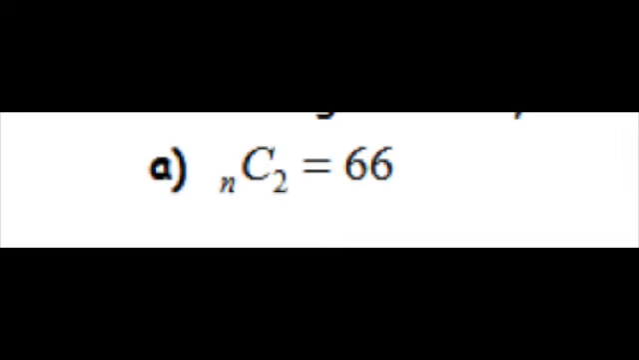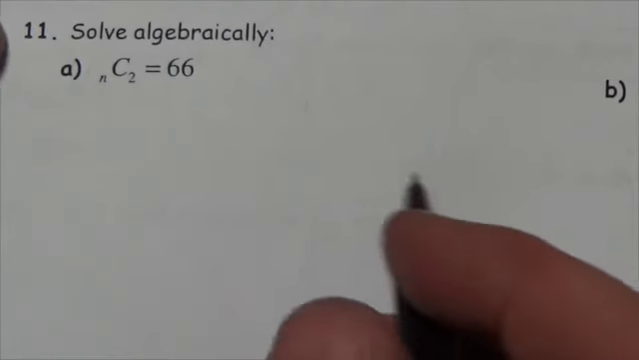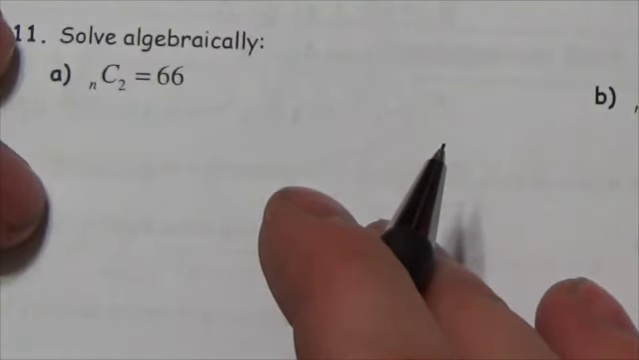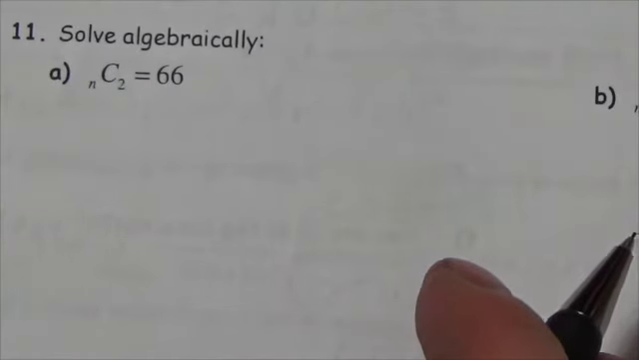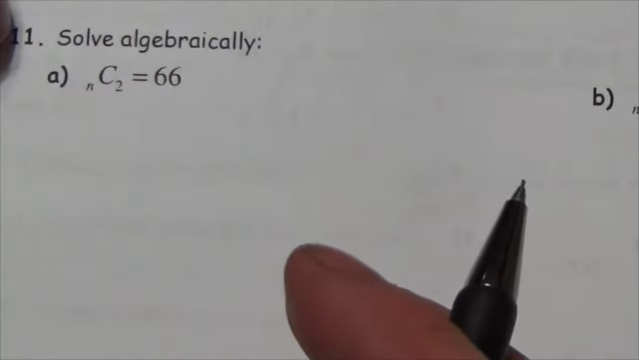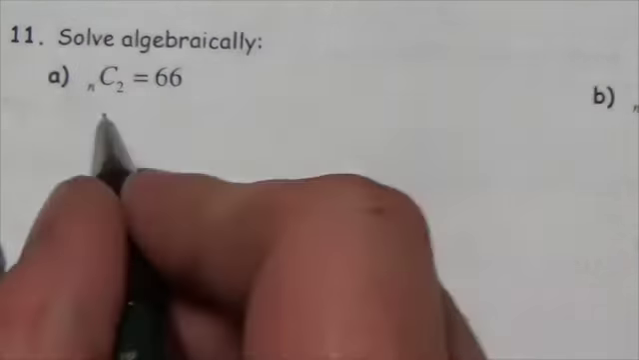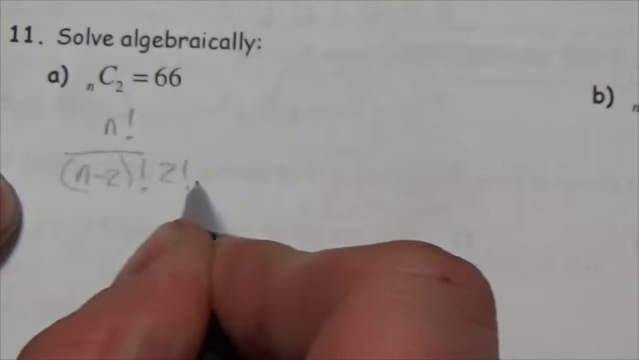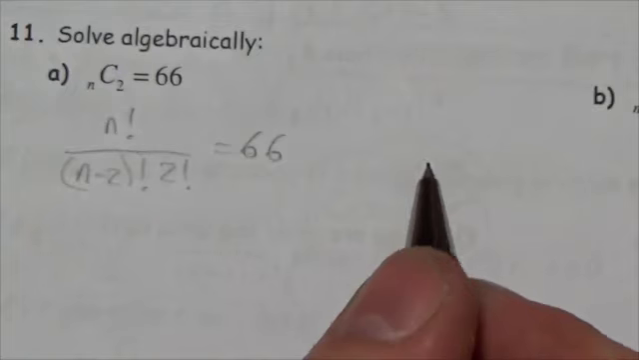Solve the following algebraically. N choose 2 is equal to 66. All right, as we've seen in previous lessons, the trick to this sort of question is to convert this into factorial notation and then to get rid of the factorials. To solve this algebraically, I need to get this into a form that I can manipulate a little easier. So nC2 is the same as n factorial over (n minus 2) factorial times 2 factorial, and that's going to equal 66.